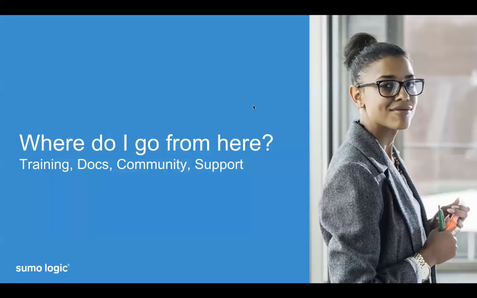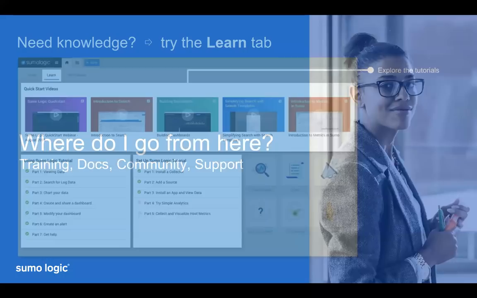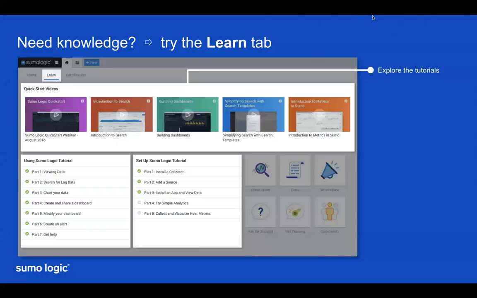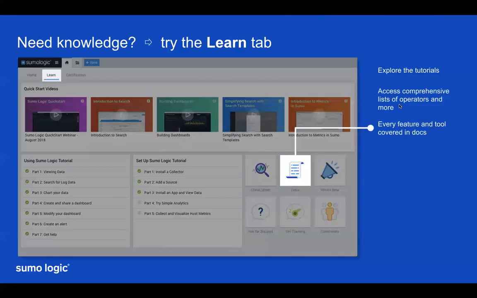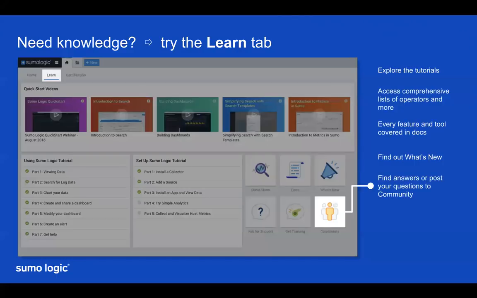All right, last but not least, where do you go from here? There's a lot of information out there for you. First thing is, if you go to that Learn tab, you have some tutorials, you have some videos to get you started. If you do not care to start on those videos, you also have those cheat sheets that I was talking about. You have documentation, you have what are the new things that are out there. You have community, which I talked about before.